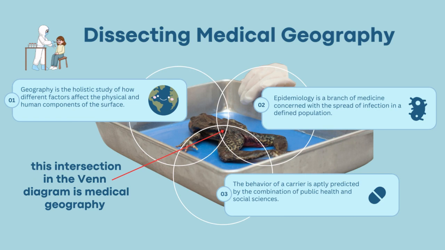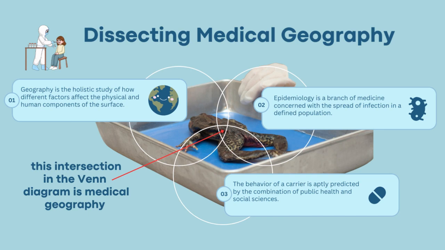Social sciences refer to the study of human behavior, and public health uses the social sciences in order to make accurate measures to ensure the safety and cleanliness in an area to deter the spread of disease. These three disciplines work together and are the tenets of medical geography.